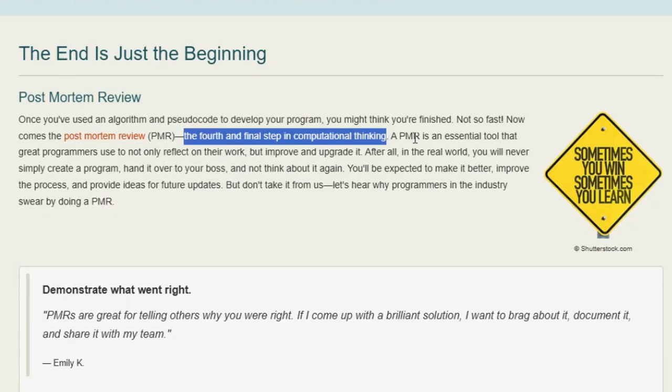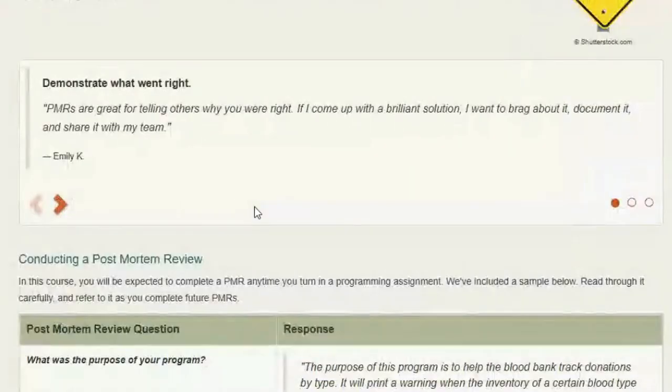So a PMR, post-mortem review, is an essential tool that great programmers use not only to reflect on what they did, but to improve and upgrade it. After all, in the real world, you don't just create a program, hand it over to your boss, and never think about it again. You'd be expected to make it better, to improve it, provide ideas for future updates. But don't take it from us. Let's hear why programmers in the industry swear by doing a post-mortem review.